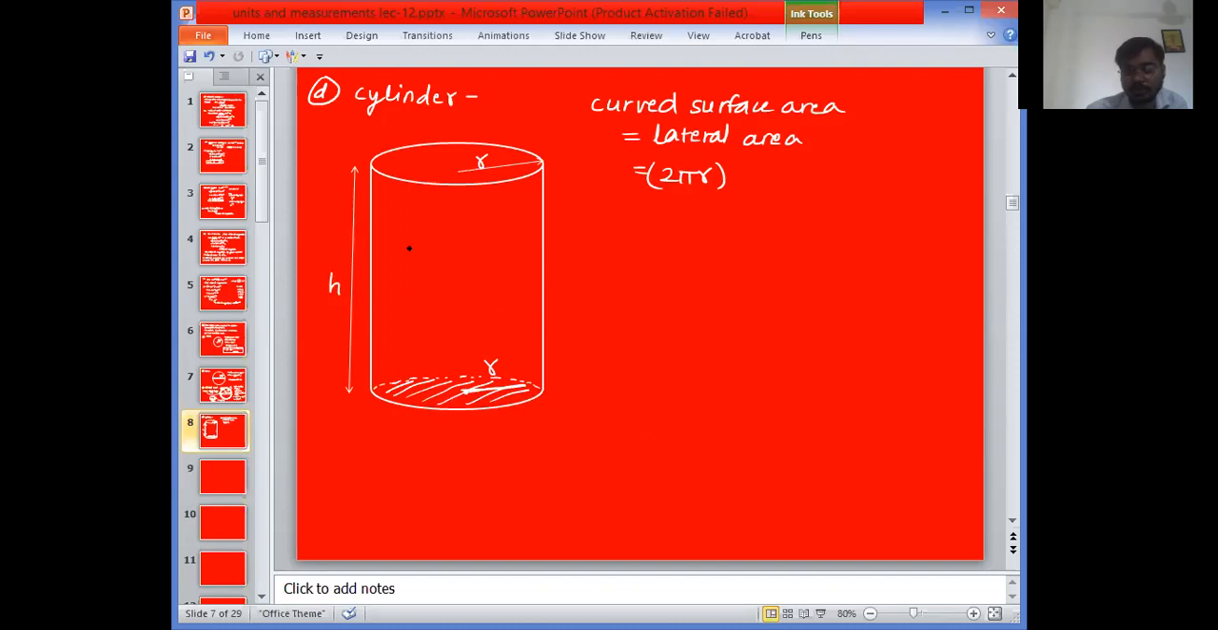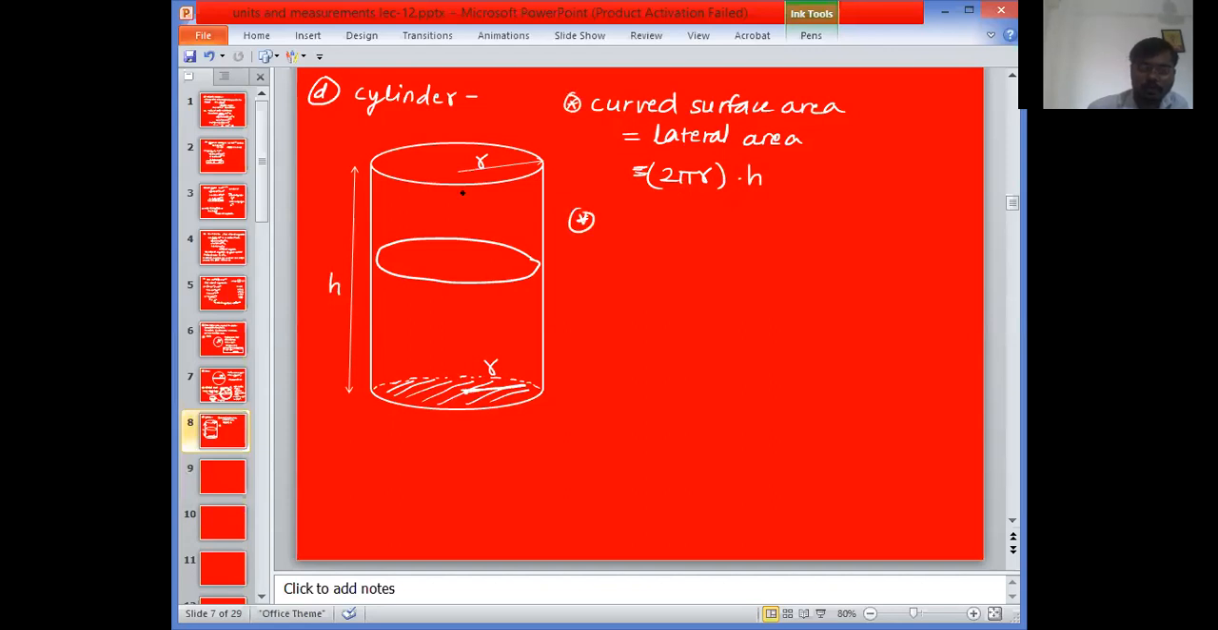Curved surface area. The surface which is curved, its surface area. The curved surface area we are calculating right now, so it is circumference into the height. This is the formula for the curved surface area.